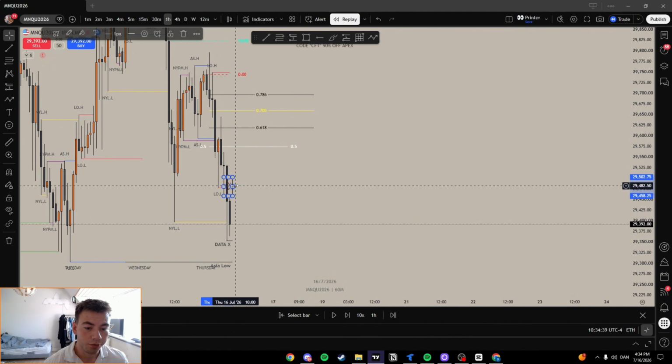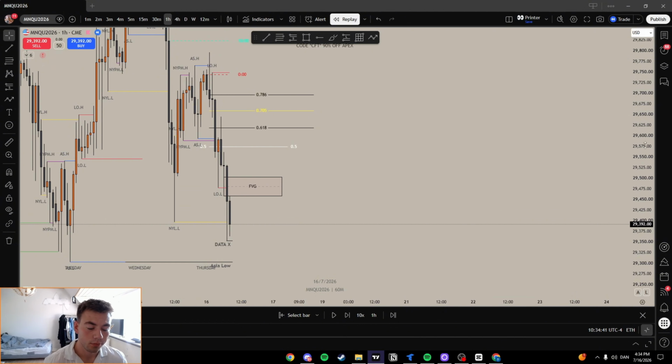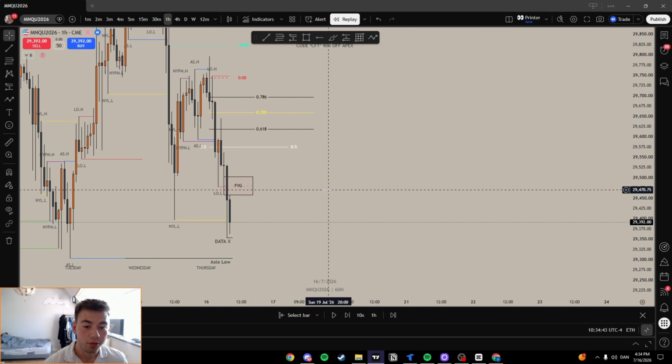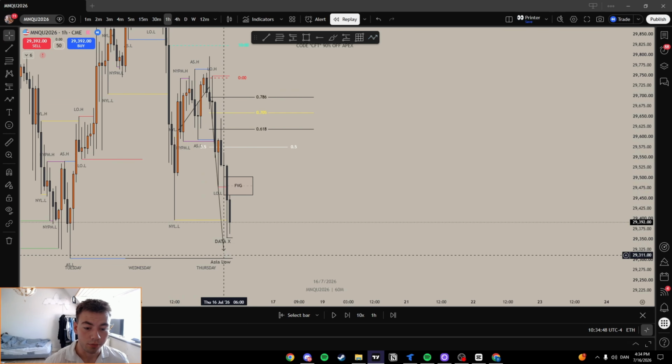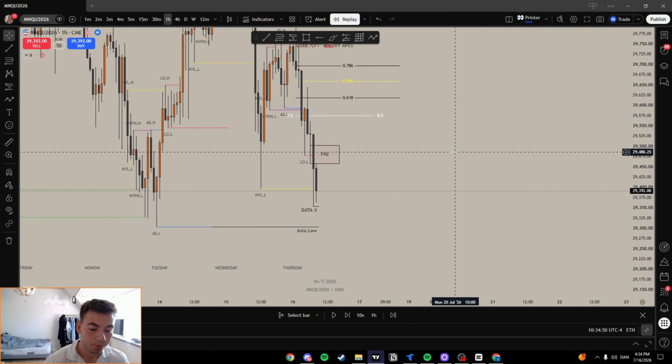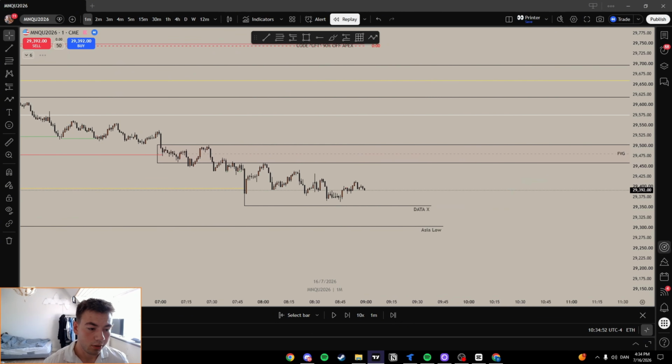So why did I choose this 1-hour Fairvalue gap? I know some of you probably will ask, well, it's unmitigated and it's sponsored by this whole move right here down. That's how you set conditions. Anyways, let's see what happens at market open.